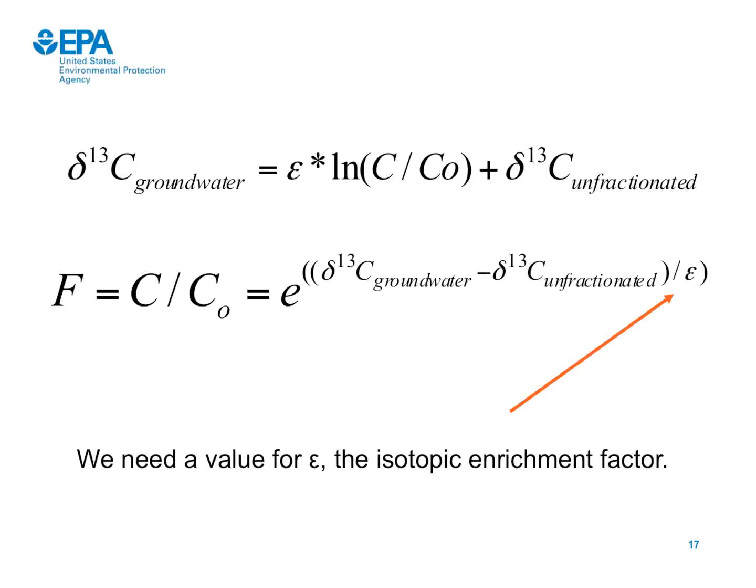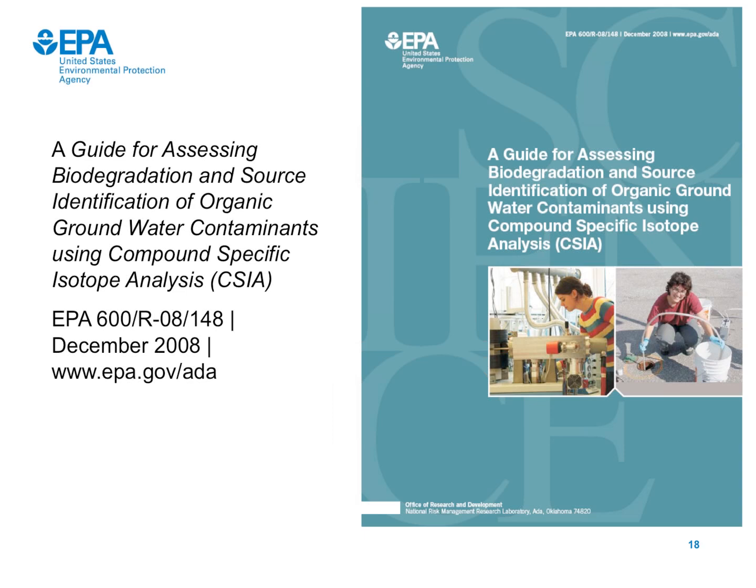So I gave you that. I took that formula that I gave you for the Rayleigh equation, I just simply rearranged it. We're going to try to solve for fraction remaining, knowing the values for delta 13C and the value for epsilon, the enrichment factor. So what we're trying to get is F or C over C naught, knowing the delta 13C values and epsilon. Next slide.